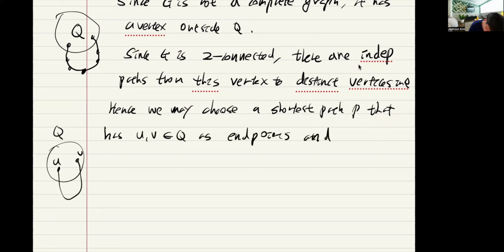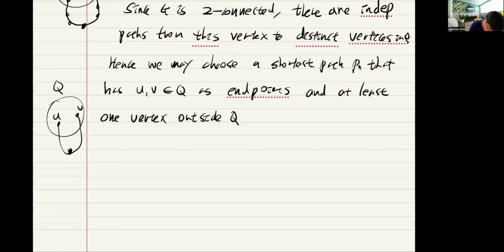And also it has at least one vertex outside Q. Let's say this vertex is X.